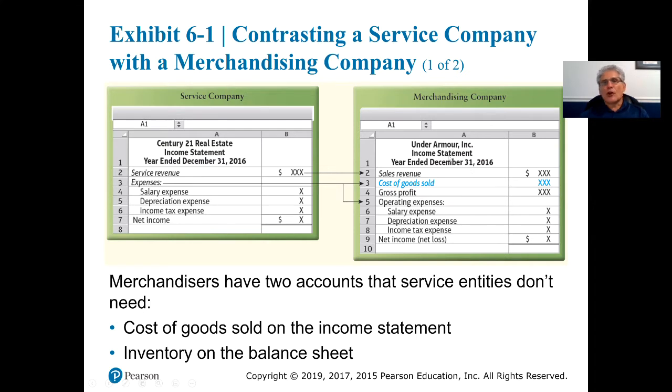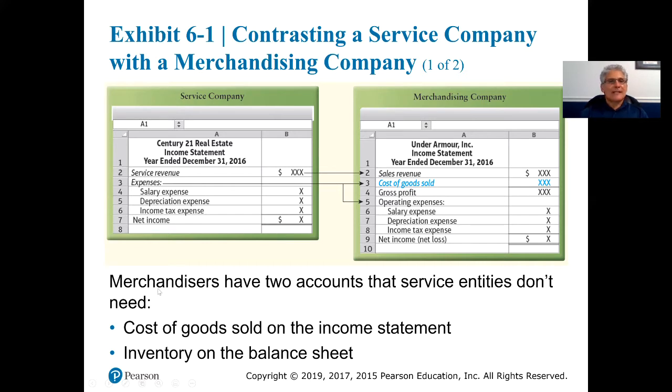If we go to Under Armour Incorporated income statement, we can see that we've added to the income statement what's called the cost of goods sold. That's something that did not exist when we looked at the income statement of a service company. Cost of goods sold is added, and the computation of what is referred to as gross profit. Gross profit equals sales minus the cost of goods sold. And then from then on, operating expenses look very similar to expenses listed on a service company.